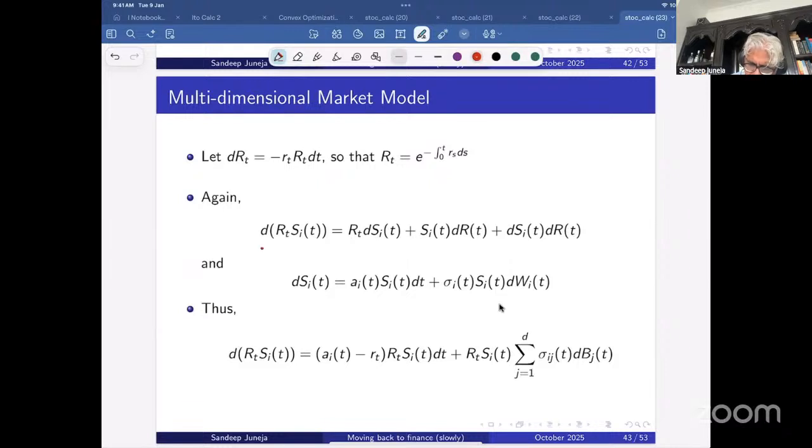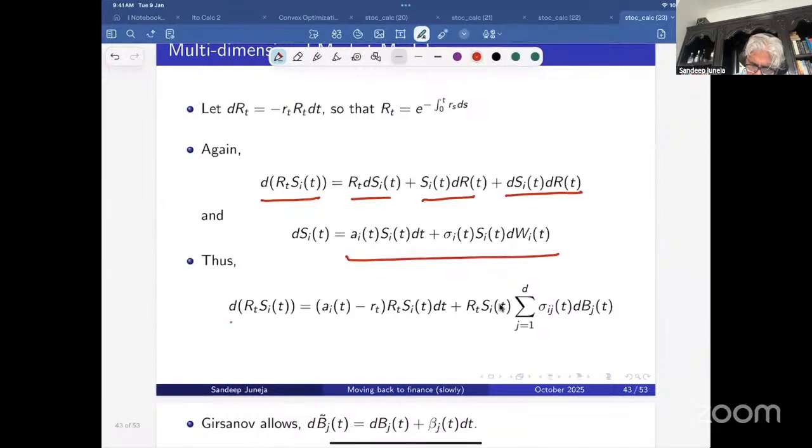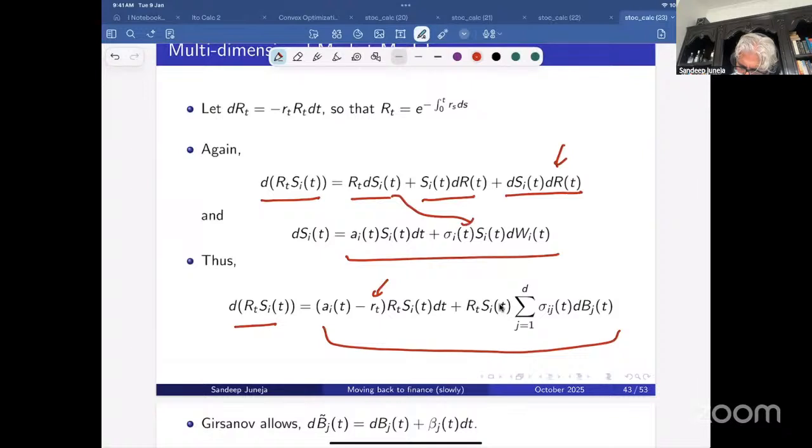Okay, so this is our d(R_t S_i,t). Again we apply Ito's lemma: R_t dS_i,t plus S_i,t dR_t, and the cross term is 0. We already know dS_i,t has the following form. That tells you that d(R_t S_i,t) looks as follows. This term here gives me this minus r_t that comes in here. And R_t dS_i,t will basically boil down to this. I just opened up dW_i,t. That's a summation of sigma_ij,t dB_j,t, right? So you're with me on this.